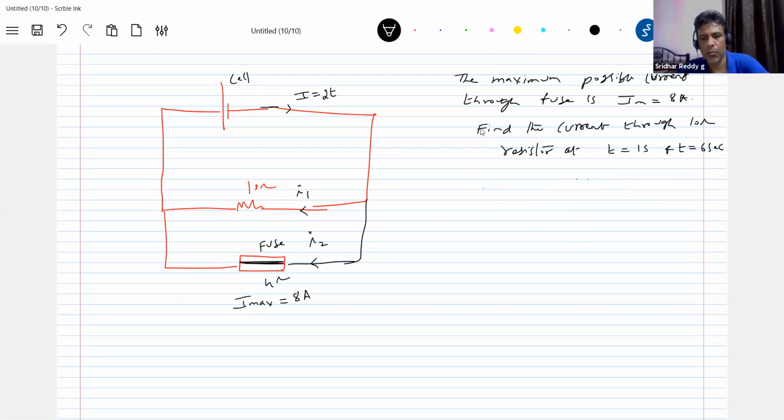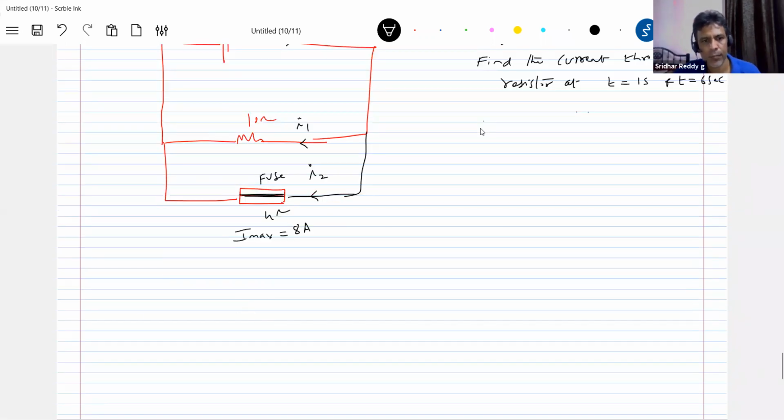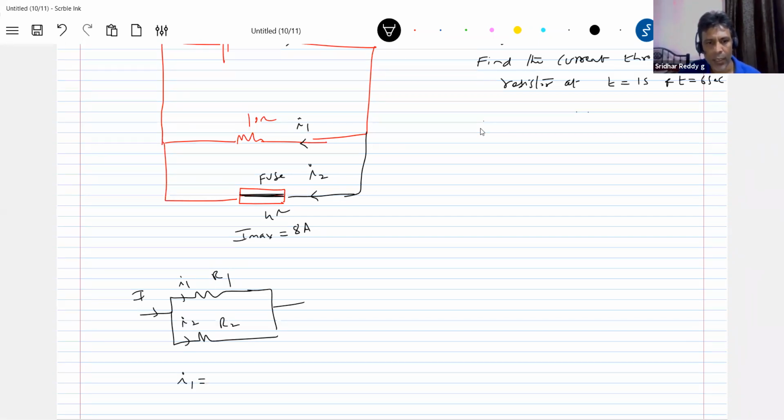If there are two resistors, R1, R2, and you know the current in the main branch, what about the current in the sub branches? The formula is given by I1 equal to the current in the main branch, into the resistance of the other branch by the sum of resistances. Similarly, the current I2 is equal to I into R1 by R1 plus R2.